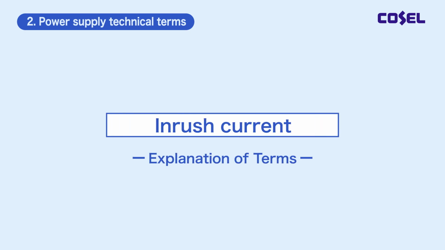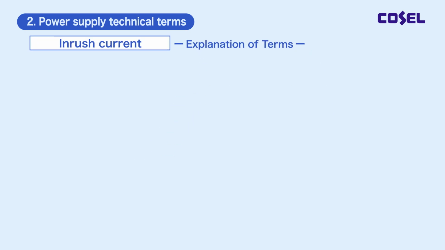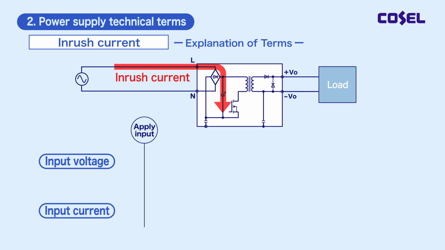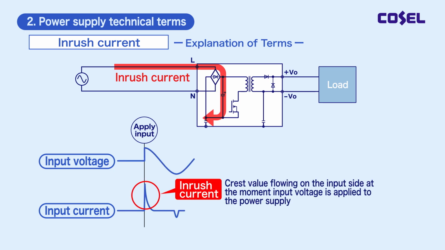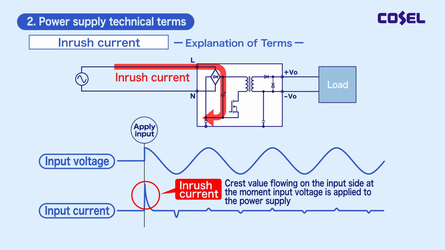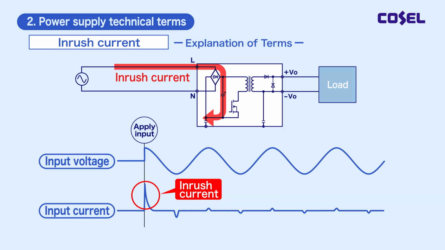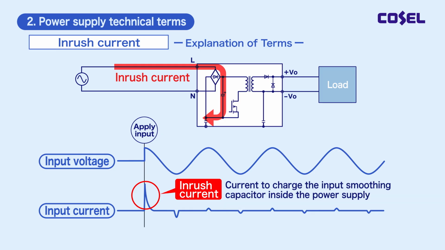Next, I will explain inrush current. The inrush current is the crest value of the current flowing on the input side at the moment the input voltage is applied to the power supply. This current charges the input smoothing capacitor inside the power supply.